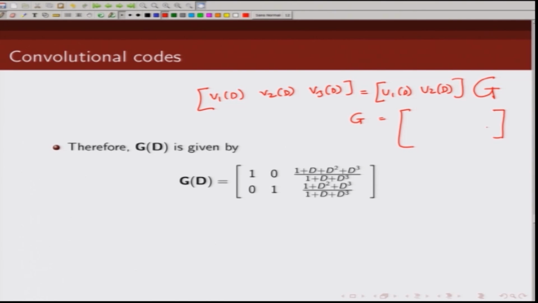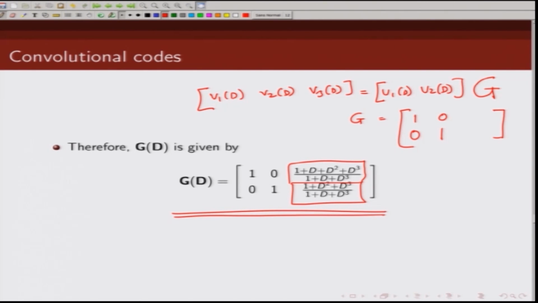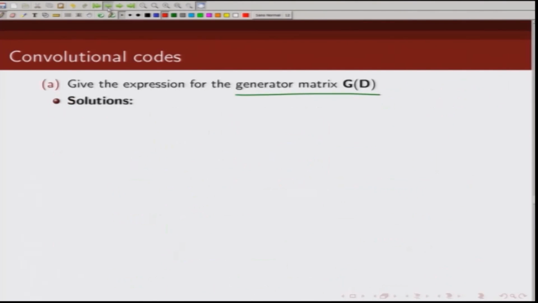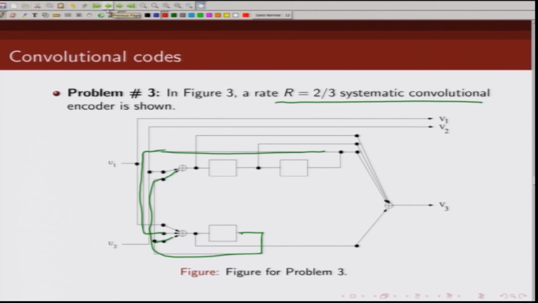V1D is U1 of D. So, we get 1 0. V2 of D is U2D. So, we get 0 1. And what is V3 of D? V3 of D is this times U1 of D and this times U2 of D. So, this will be our final generator matrix corresponding to the encoder that is shown in this figure. Okay.